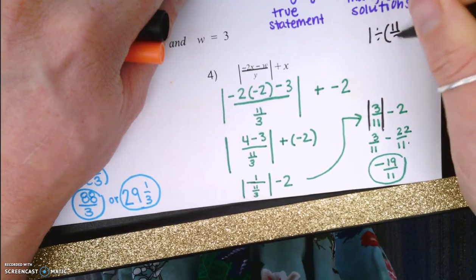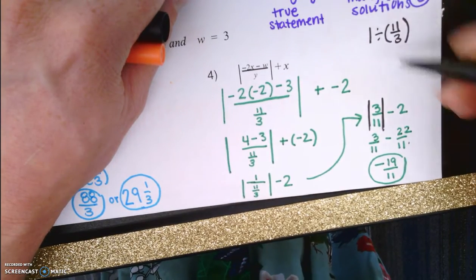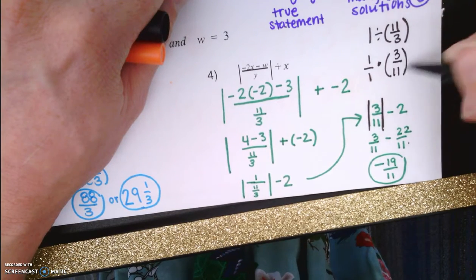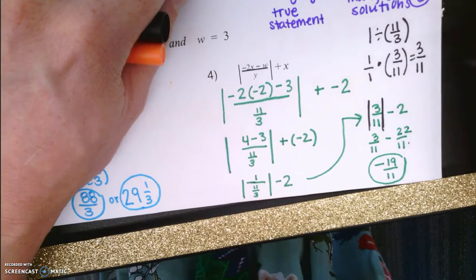So remember, if you got stuck from 1 over 11/3 to 3/11, you can think about this as 1 divided by 11/3. And how do we divide fractions? You multiply by the reciprocal, and that's how I got 3/11.